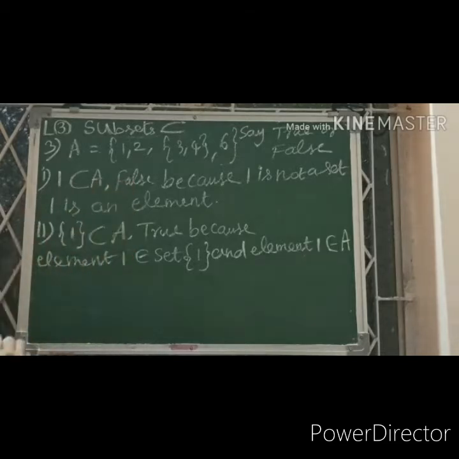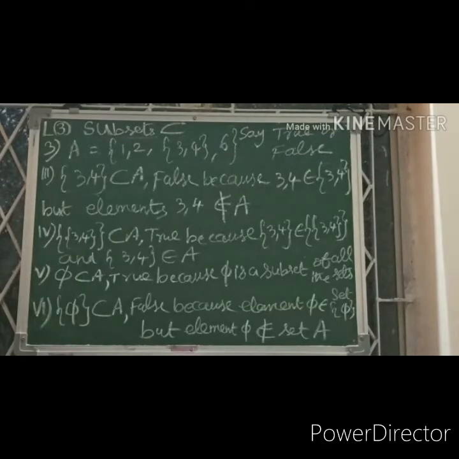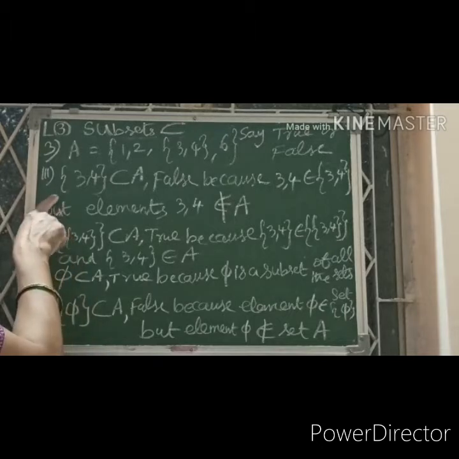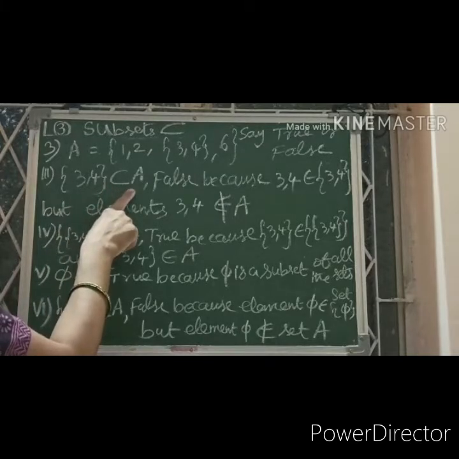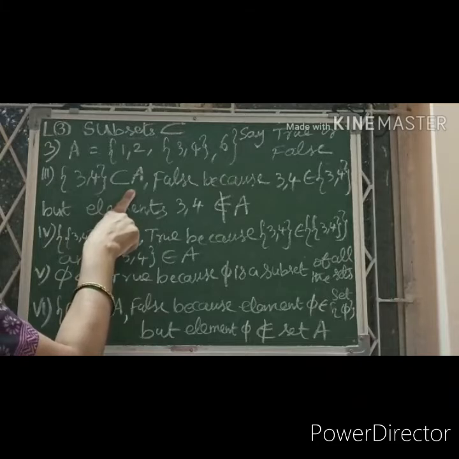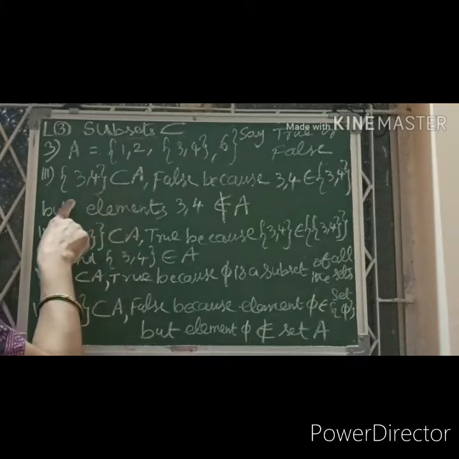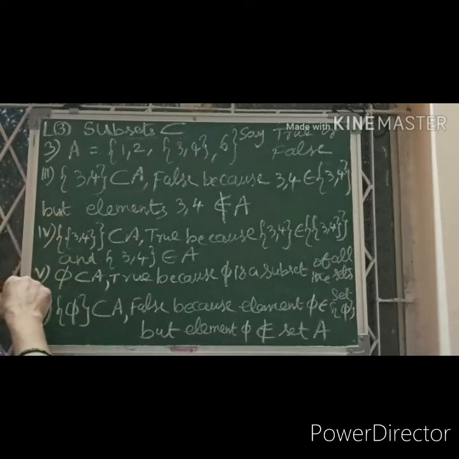Now see the second question. Curly bracket 1 is a subset of set A. It is true because element 1 belongs to set curly bracket 1 and element 1 belongs to A. Third part, set curly bracket 3 comma 4 is a subset of set A. It is false because elements 3 comma 4 belong to curly bracket 3 comma 4, but elements 3 comma 4 do not belong to set A.